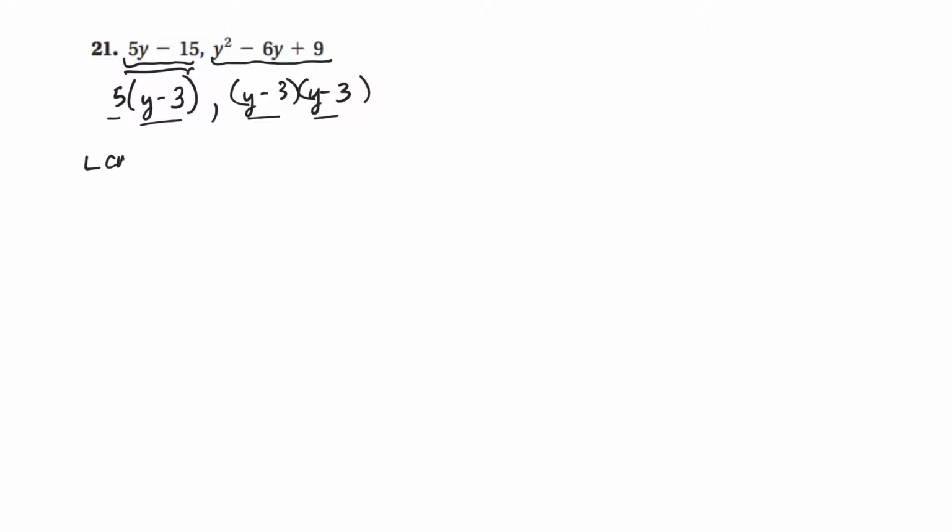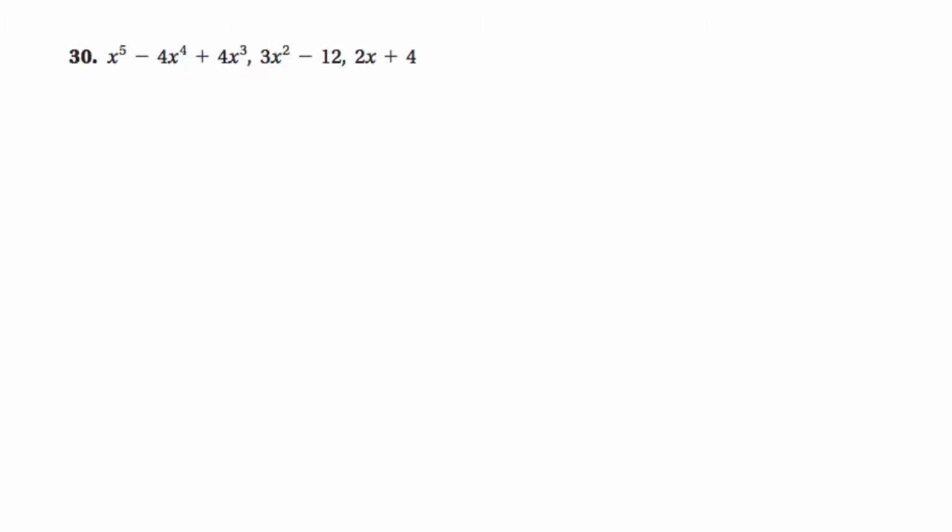So my lowest common multiple has to include each factor the most number of times that it occurs. So 5 occurs once here, none over here, so I need 1. I just need 1 5. Y minus 3, there's 1 of them here, but there's 2 over here, so my lowest common multiple, I need to include 2 of them. That would be my lowest common multiple. Okay, let's try one more.